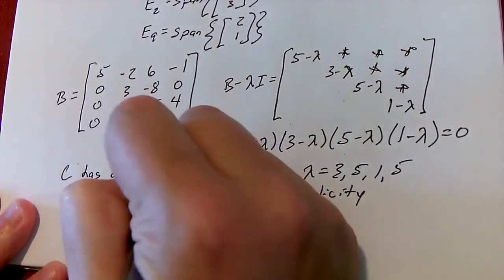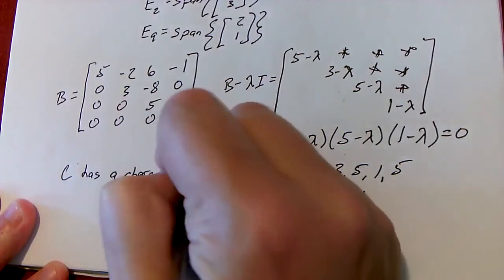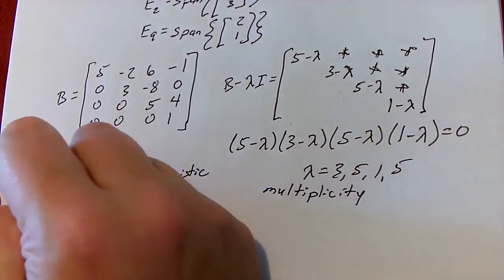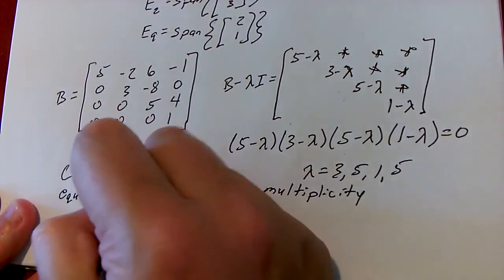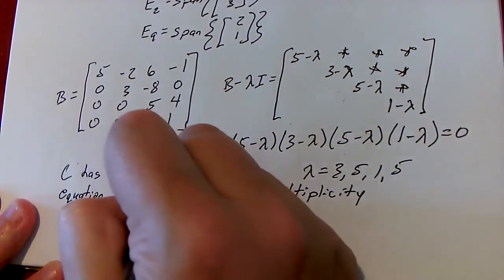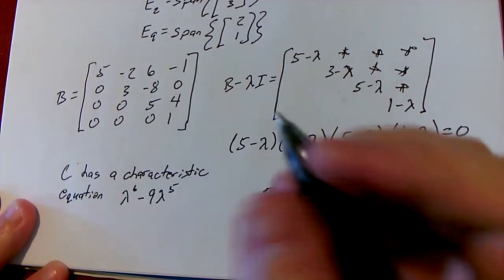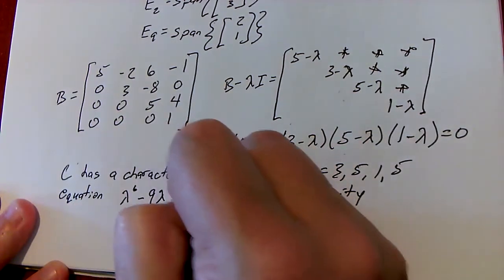Well, we can also have a matrix, we'll call this C, has a characteristic equation. So rather than giving you the matrix here, I'm giving you the characteristic equation. Okay, the characteristic equation is going to be lambda to the 6th minus 9 lambda to the 5th plus 8 lambda to the 4th.